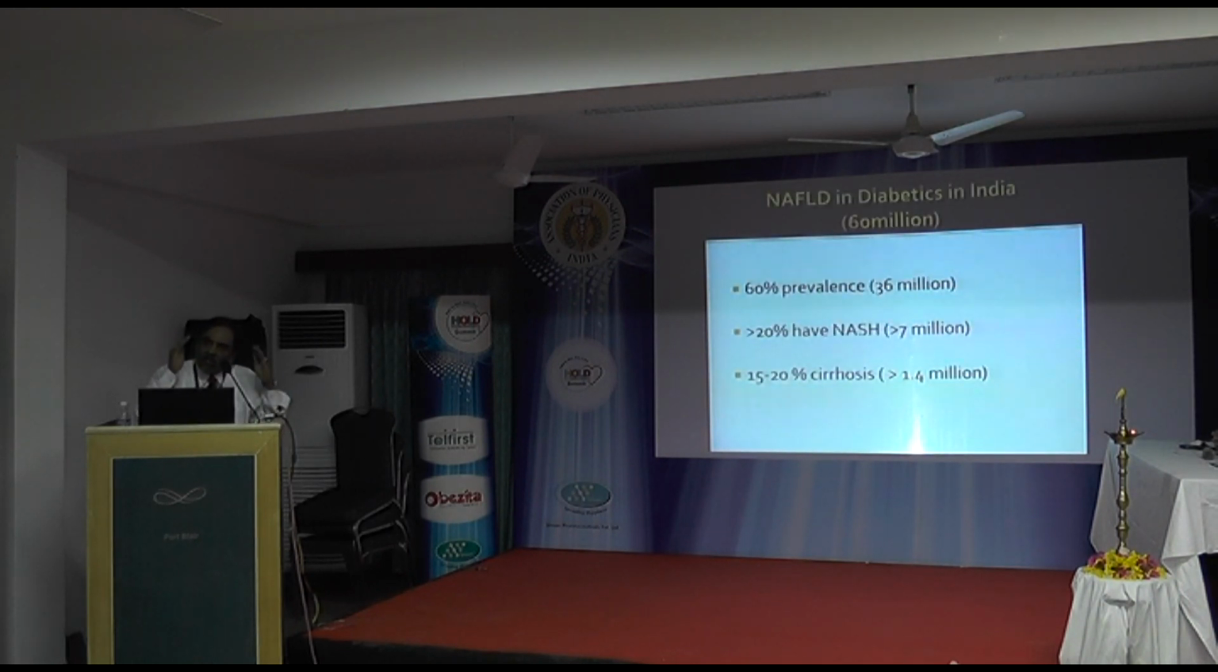So if you put that in numbers, today the number of diabetics in India is about 60 million, and 60% prevalence means there will be 36 million diabetics with fatty liver disease, and about 7 million or more with NASH. And that is a crucial aspect of fatty liver disease, because that means maybe progressive disease there, and if 15 to 20% develop cirrhosis, we are talking about more than 1.4 million diabetics with cirrhosis over a period of time.